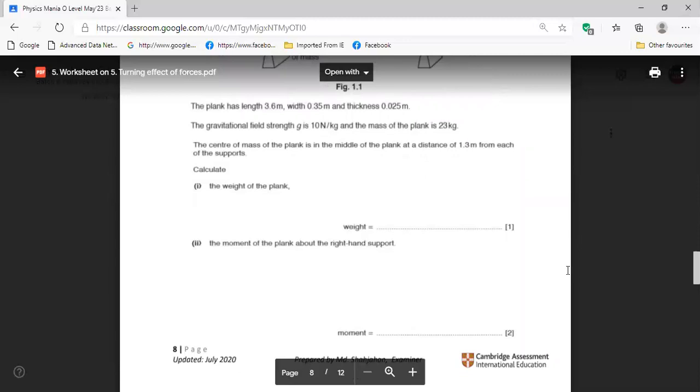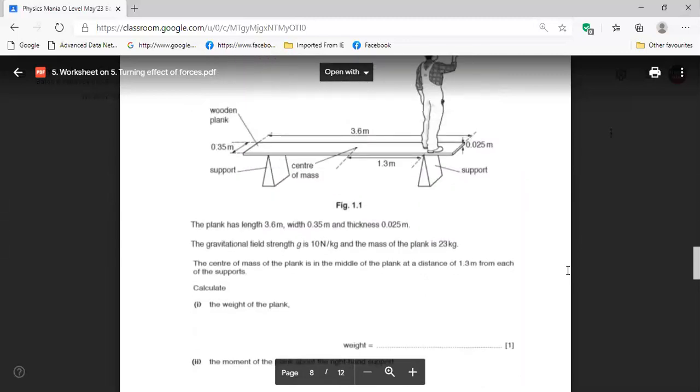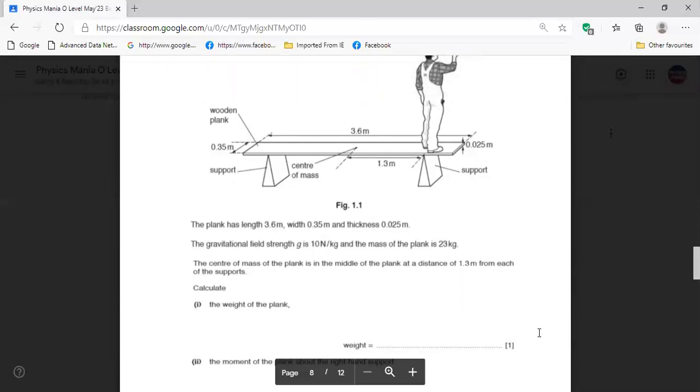Then, the moment of the plank above the right hand support. The moment is force times distance, right? Could you please scroll up? I want to see if there is any mass given for Peter.